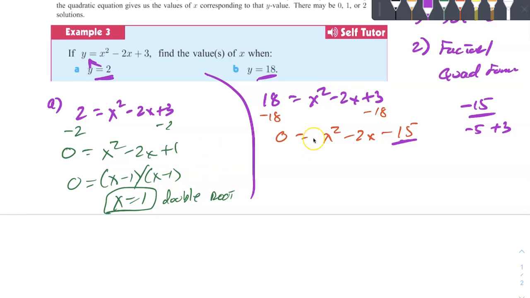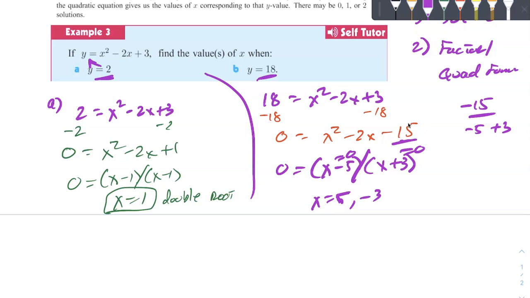So I get x minus 5 and x plus 3. When I add those two up, I get negative 2. When I multiply, I get negative 15. Then we split and solve. We set this equal to 0, and you get x equals 5. I set this equal to 0, and you get x equals negative 3. And there we go. That's the lesson.